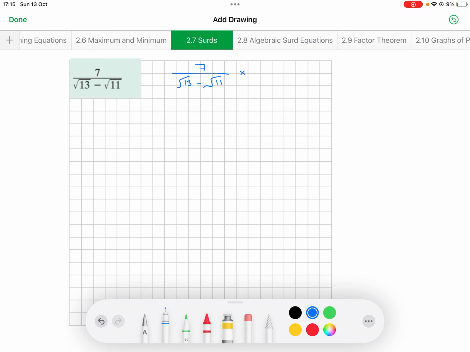So what we do for this one, 7 over root 13 minus root 11, is we multiply, but we change the sign. We multiply by the bottom, except we change the middle sign. So we're multiplying by root 13 plus root 11.